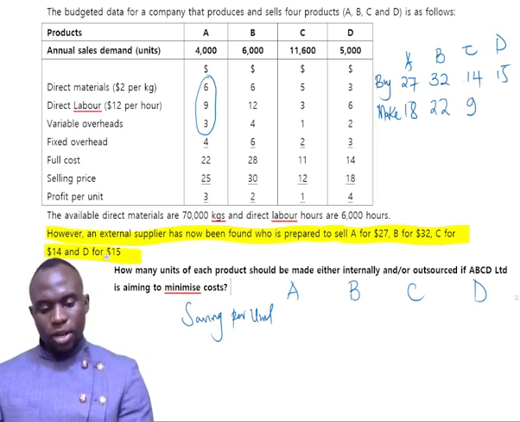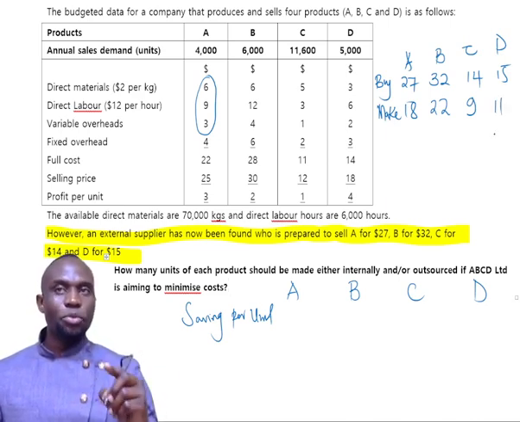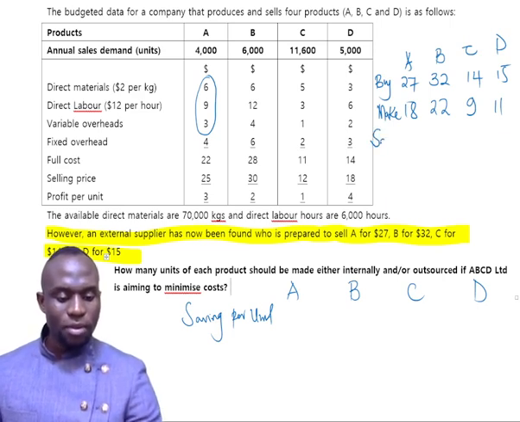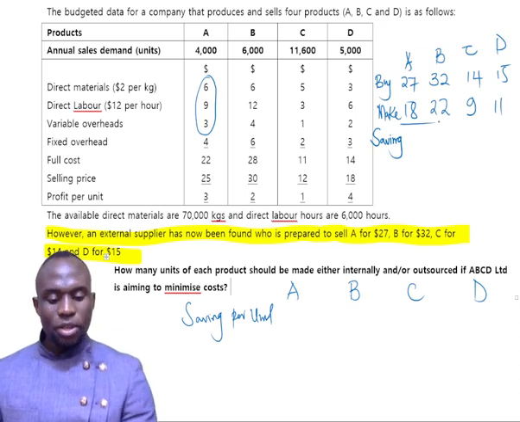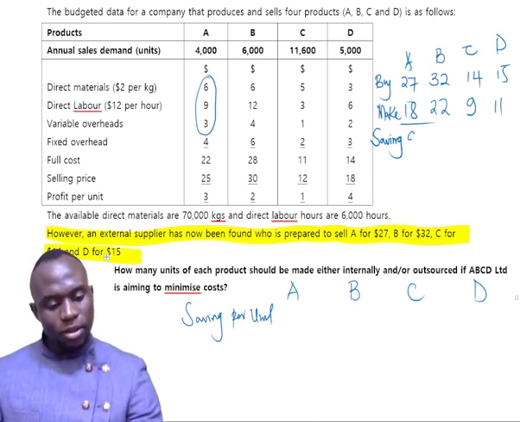And finally, product D, it is 3 plus 6 plus 2, which is 11. If we buy and if we make, so what is the saving? So if we make, how much are we saving? So here it is 27 minus 18, we get 9.